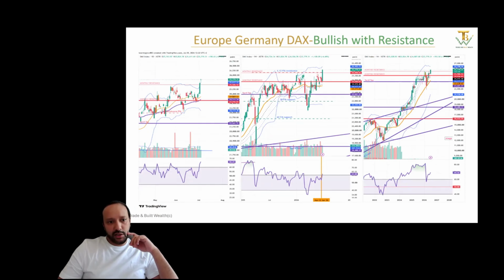Then we have Germany. Germany is also all three RSIs above 60. It's breaking in the resistance zone. It still has to break the resistance zone better. There's a good follow through. Let's see. It is still bullish with the resistance there.